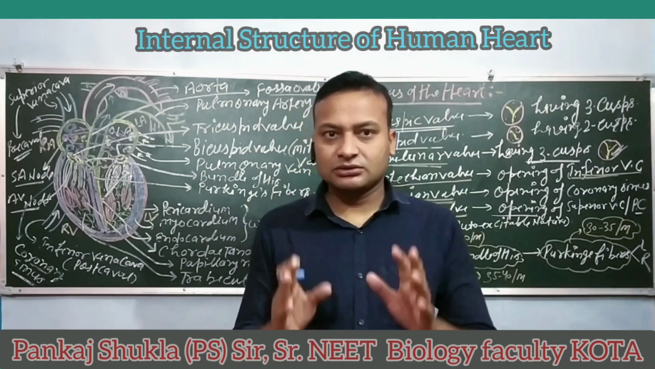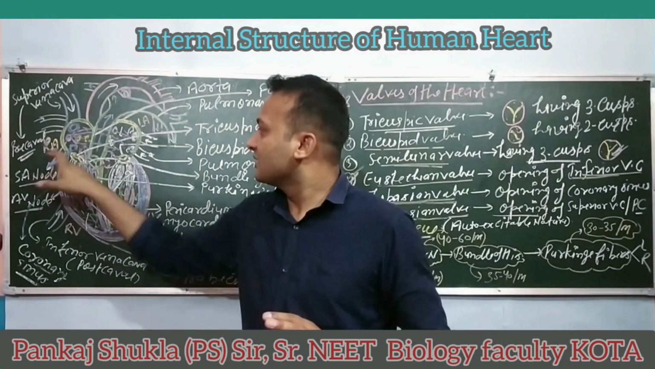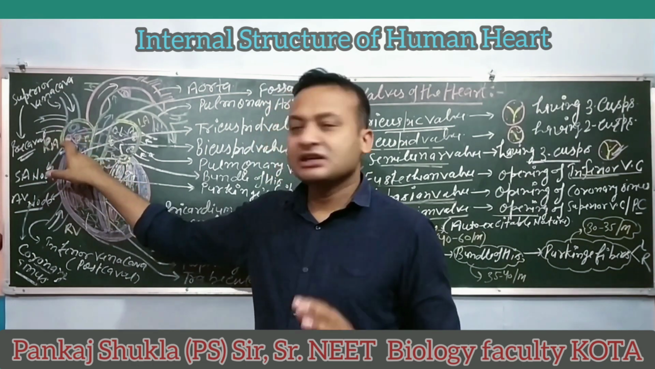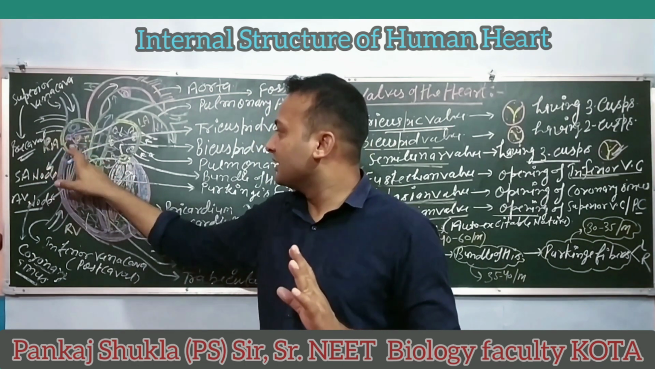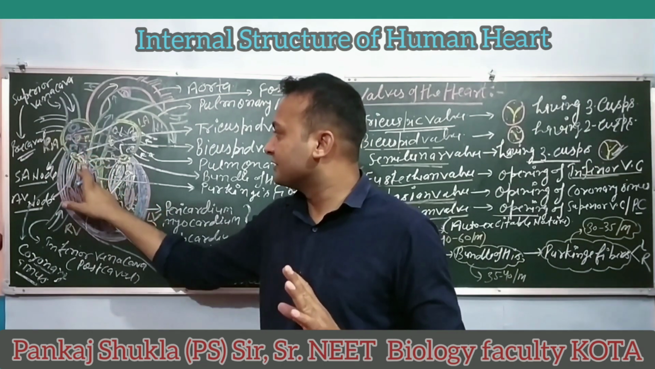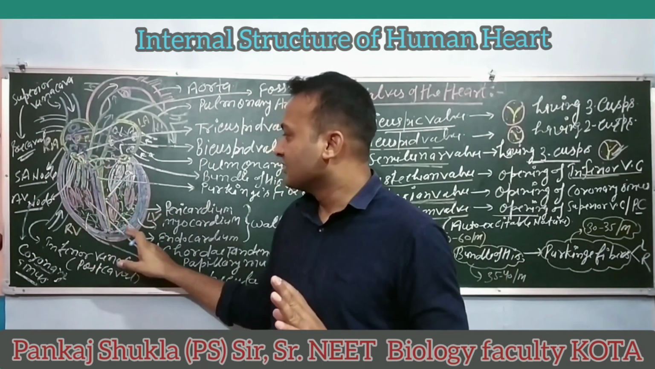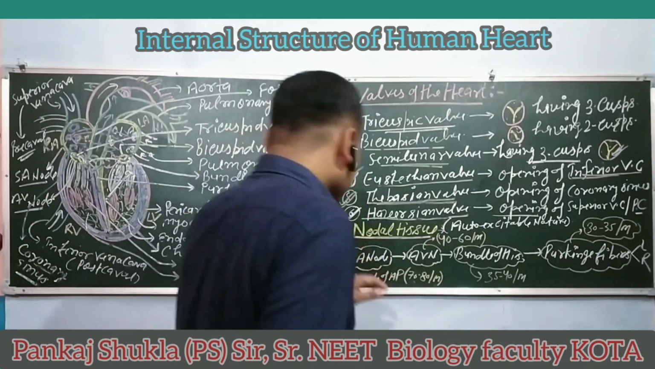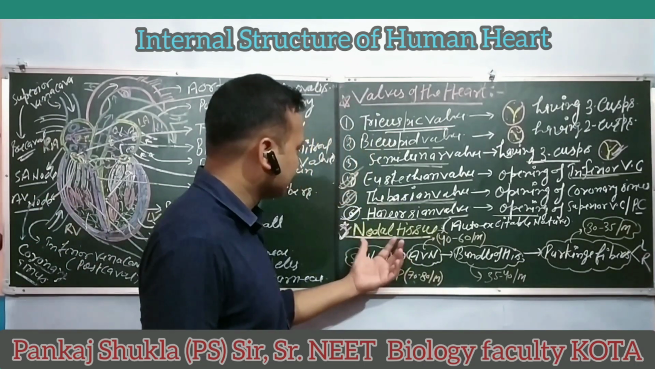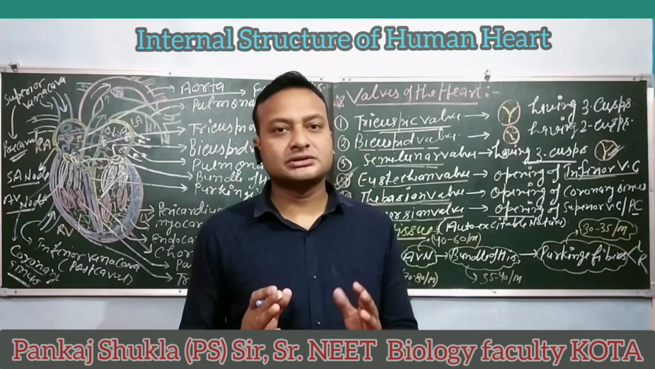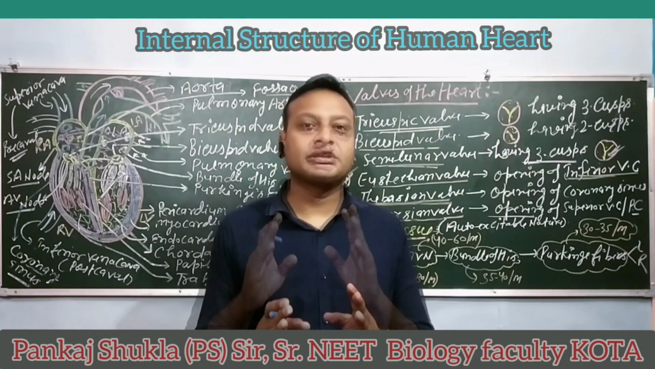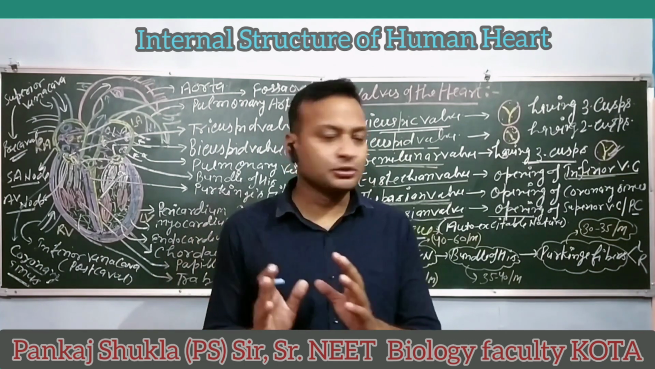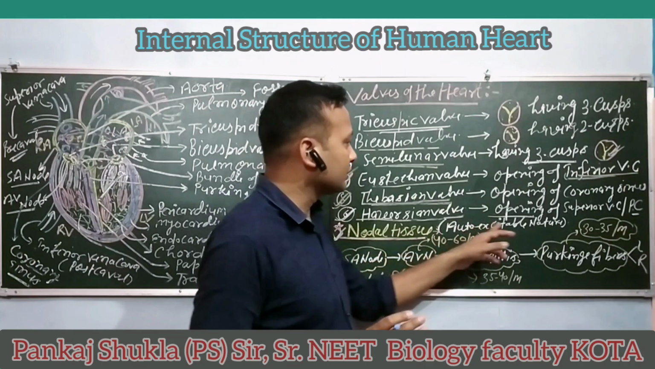Now we discuss the nodal pattern. In the right auricular region, the SA node is present. It is called the pacemaker. Then there are the AV node, the bundle of His, and the Purkinje fibers, left and right. Nodal tissue has the property to generate action potential without external stimuli. This is the auto-excitable nature.